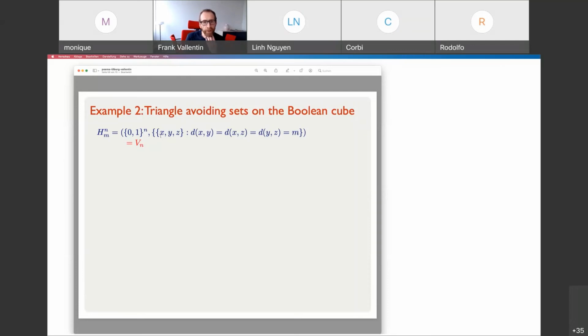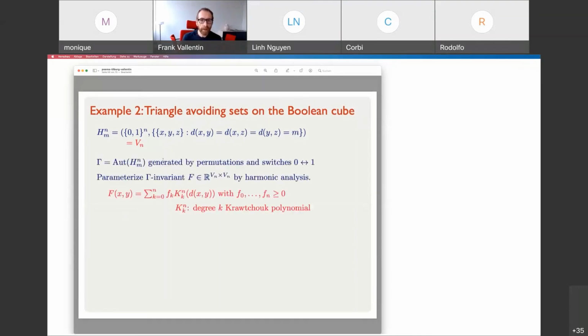And then I have a hyperedge between x, y, and z if the Hamming distance between x and y is equal to the Hamming distance between x and z is equal to the Hamming distance between y and z, which is equal to m. m is also a parameter of this graph. And we want to find independent sets in this Boolean cube. So that's a problem which is interesting in extremal combinatorics and in Ramsey theory. Then we can use our lemma which we had before to compute the theta number.